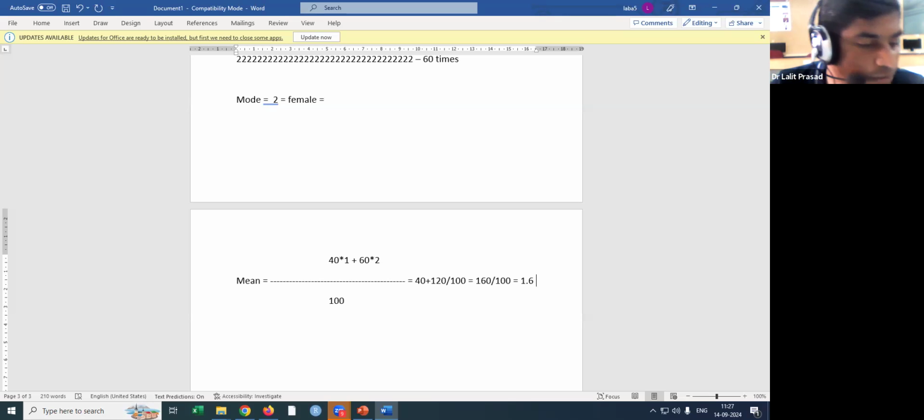Similarly, you cannot calculate the median also. If there is an even number of observations, you have to take the two numbers in between. If it is an odd number, then a single value will come in the middle. But if it is an even number, two numbers will come, and then for these two numbers, again, you have to find the mean. So that's why median is also not permissible if your data is nominal.